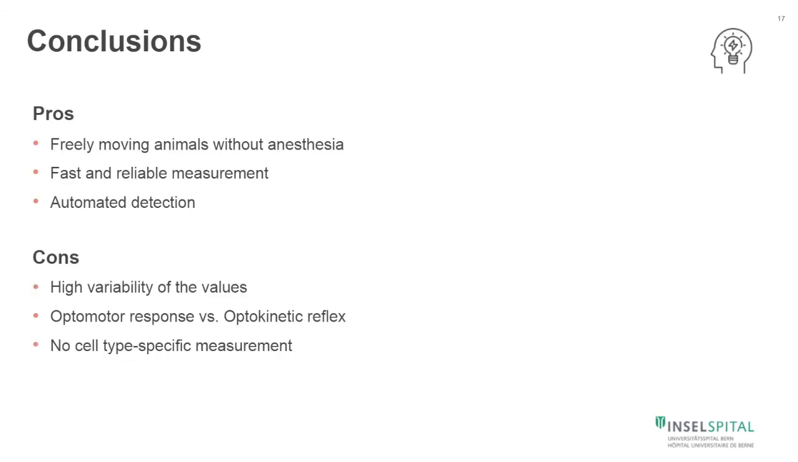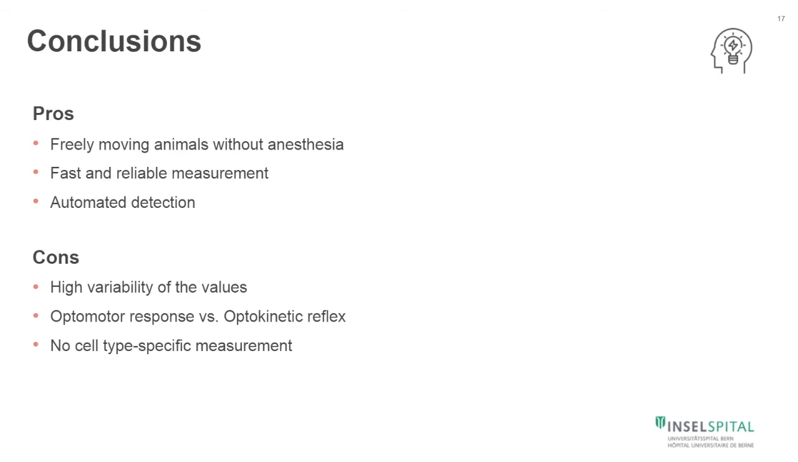I would like to conclude my talk with some pros and some cons of the use of optomotor response as a functional measurement. The first pro I would like to mention is that you always can use freely moving animals. You don't need an anesthesia like in ERG, which helps you to serve animals. The optomotor reflex measurement is fast and reliable, and the automated detection saves you from an observer bias.